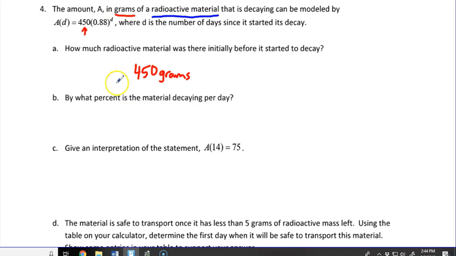What's our percent? Well, that's a little trickier to find out. We know it's decaying, so we have a 1 minus R as our multiplier. So that 1 minus R is equivalent to the 0.88. So what must the amount we're subtracting from 1 be to get to 0.88? All right, so hopefully you realized R must have been 0.12. 1 minus 0.12 equals 0.88, and that's 12%.